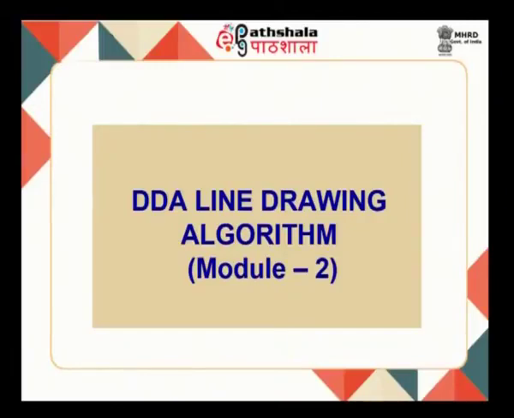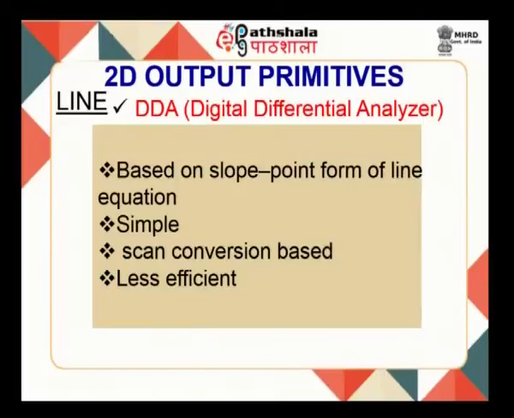The first line drawing procedure that we are going to talk about is the DDA line drawing procedure. This is based on the slope point form of the line equation. As you know, a line can be represented in slope intercept form, in slope point form, and also in parametric form. We assume here for the DDA procedure that the line is represented in slope point form.